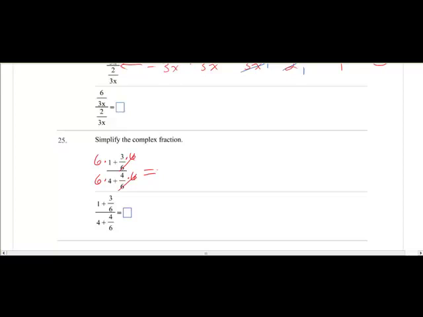6 times 1 is 6, plus, in this fraction here, the 6 is canceled, all that's left is a 3. And then on the bottom I have 6 times 4 is 24, and again, these 6's are canceled, so all that's left is a 4 plus 4. So on top I have 9. On the bottom I have 27. Well, that quickly reduces to 1/3. And hallelujah, we are done.